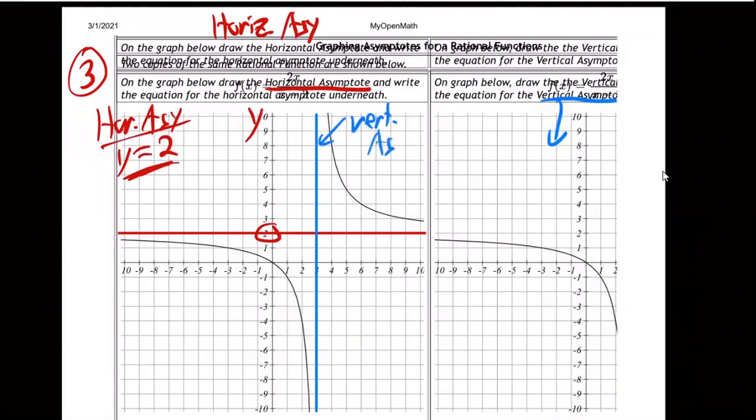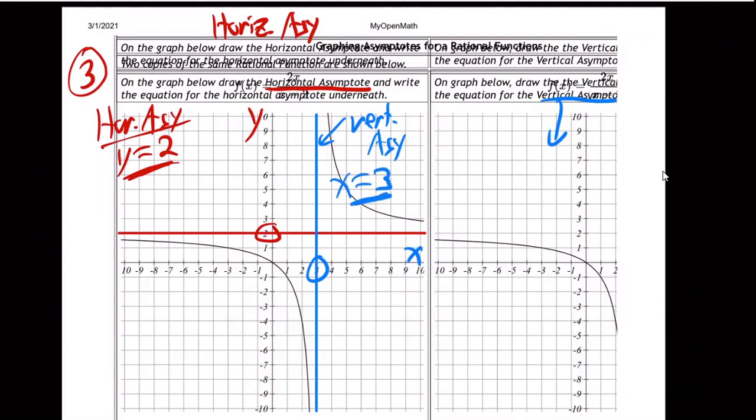That's the vertical asymptote. You can tell because the graph goes up, up, up, really close to that line, and down, down, down, really close to that line. And where is that line? 3. And that hits what? The x-axis. This is the x-axis right here, right? It goes through the x-axis at 3. So that's x equals 3. And that's all they want.